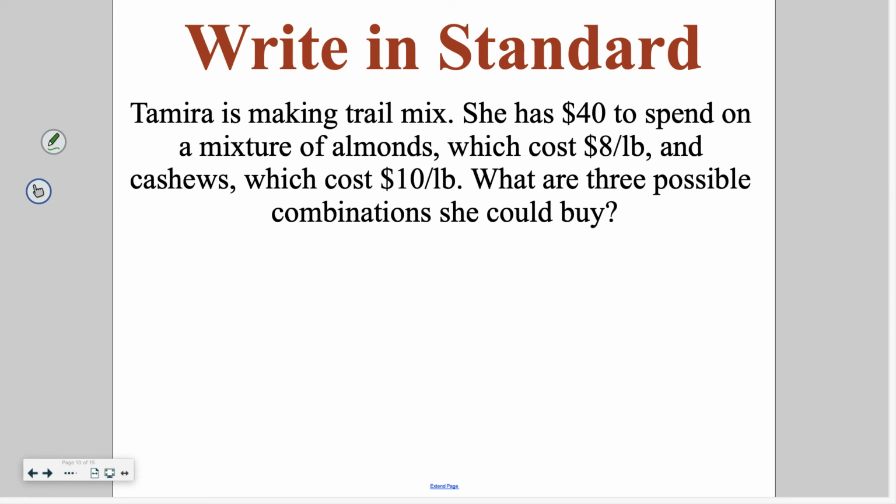So Tamira is making trail mix. She has $40 to spend on a mixture of almonds, which cost $8 per pound, and cashews, which cost $10 per pound. What are 3 possible combinations that she could buy?